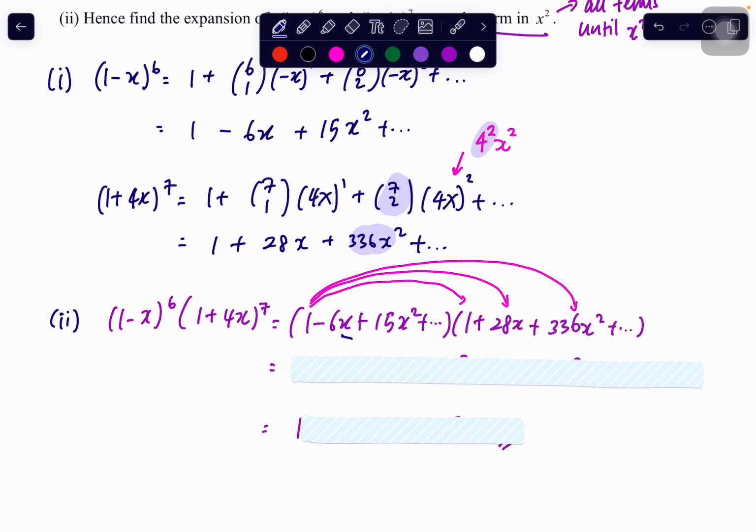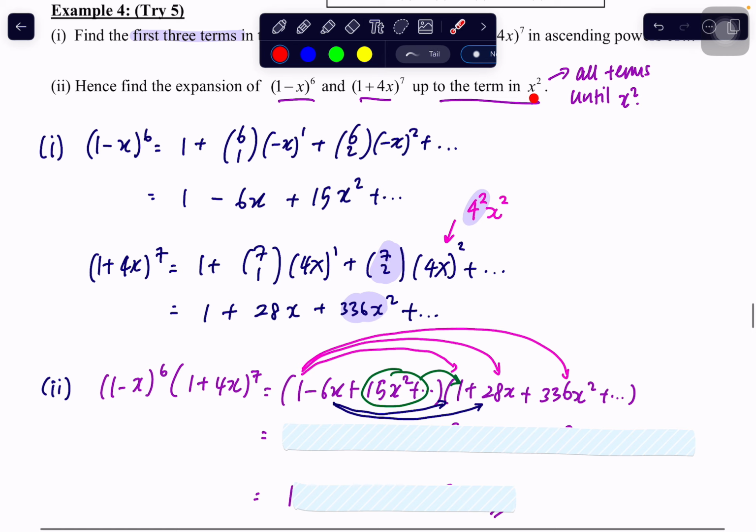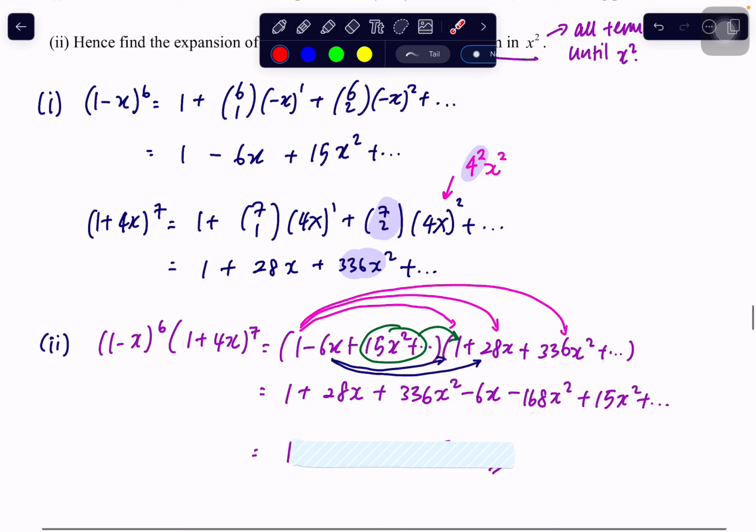Okay, negative 6 should multiply to 1. Negative 6x should multiply to 28x squared. Sorry, 28x, and that should give me the x squared term. Lastly, 15x squared should only multiply to the constant term 1. Okay, because anything beyond that would give me a term that is larger than x squared. Okay, so that should give me this expansion, and finally this answer.